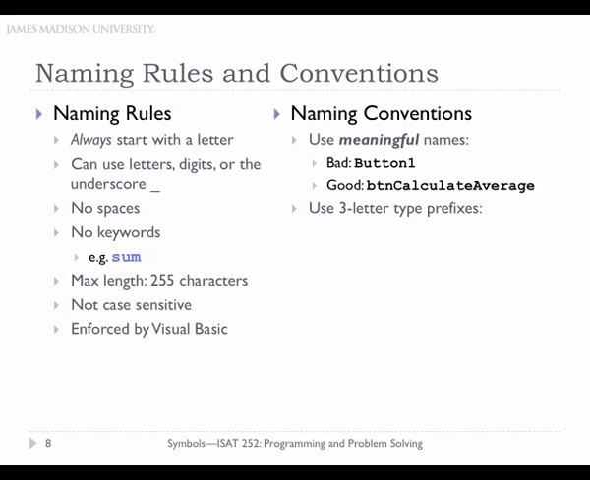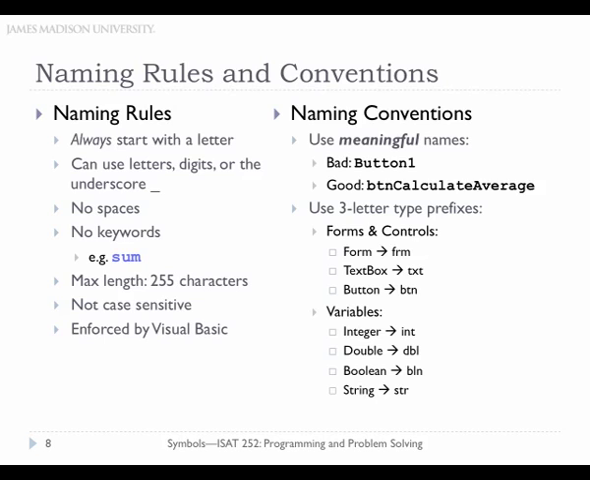One of the guidelines that you might want to use for this class is to start all of your variable names with a 3-letter type prefix. That means that the first 3 letters of your variable name correspond to the type of variable that you're using. So for example, common forms and controls that you would use in the GUI interface: for a form you might use frm, for a text box use txt, for a button use btn, and then for the basic data types: integer, int; double, dbl; boolean, bln; string, str.